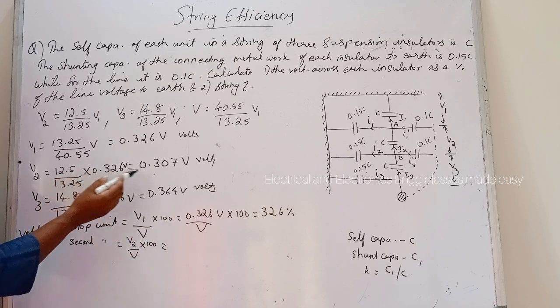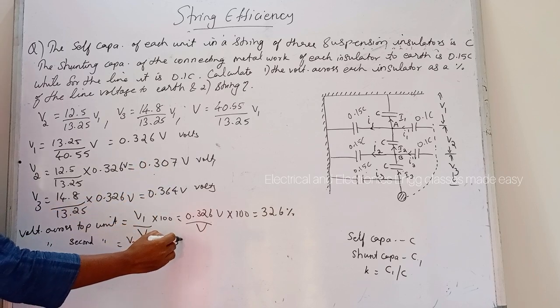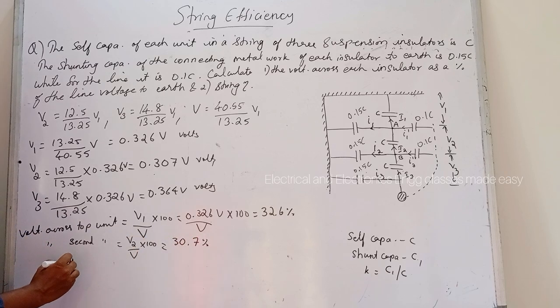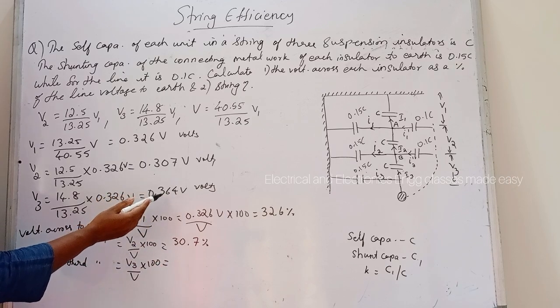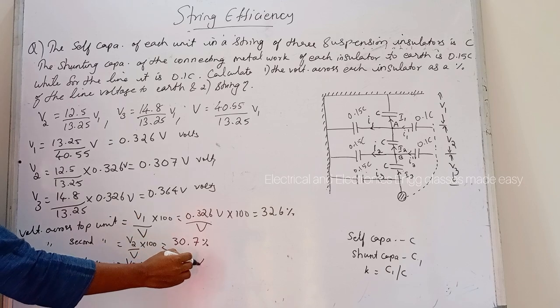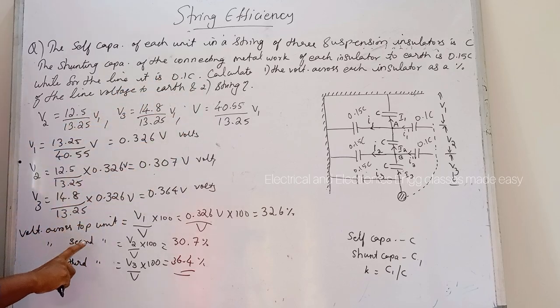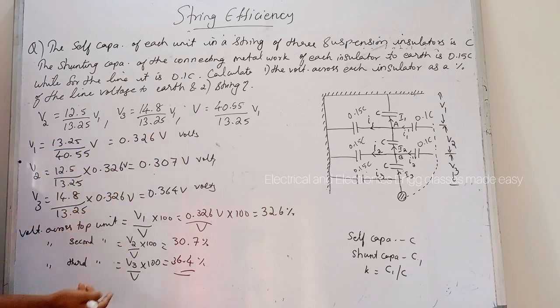Now the voltage drop across the second unit is equal to V2 divided by V into 100, and here V2 is 0.307 V divided by V into 100 and we will get 30.7%. Then across the third unit, V3 divided by V into 100 and that is equal to, V3 is this one, so 36.4%. So these are the voltage across each insulator as a percentage of the line voltage to earth. So line voltage to earth means it is the string voltage V.